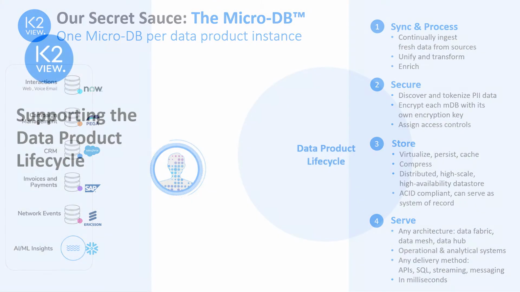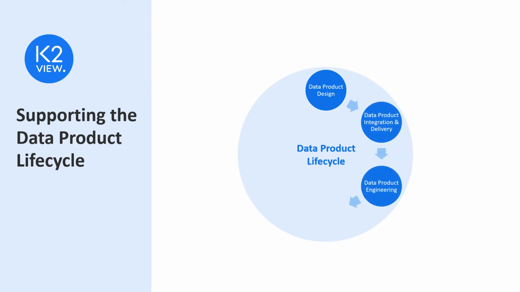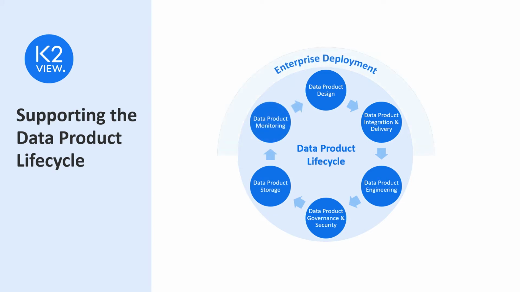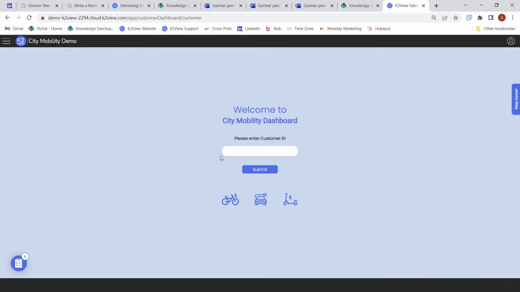Throughout the demo, we will demonstrate how the platform supports the end-to-end data product lifecycle, from data product design to data product monitoring. We will also show how we uniquely address the aspects of enterprise deployment, resilience, and change management. The use case we show is based on a fictitious company, City Mobility, which rents out different types of vehicles, such as bikes, electric scooters, and electric cars.